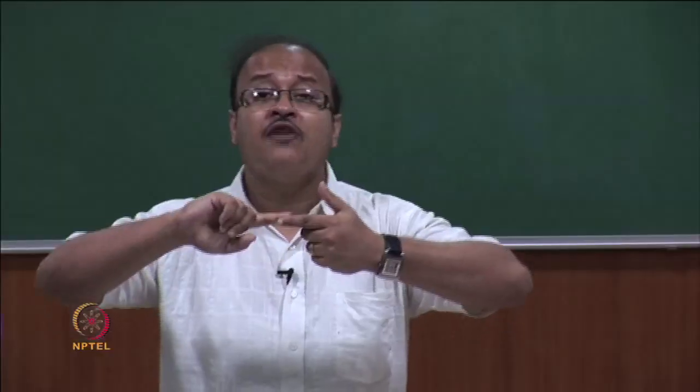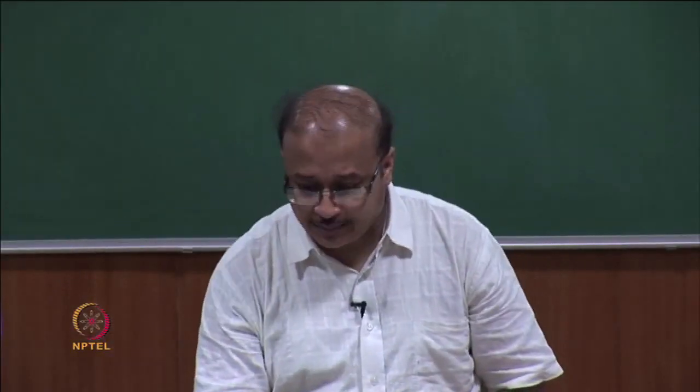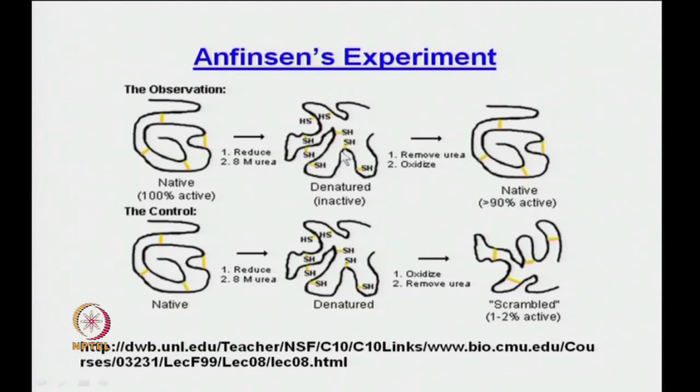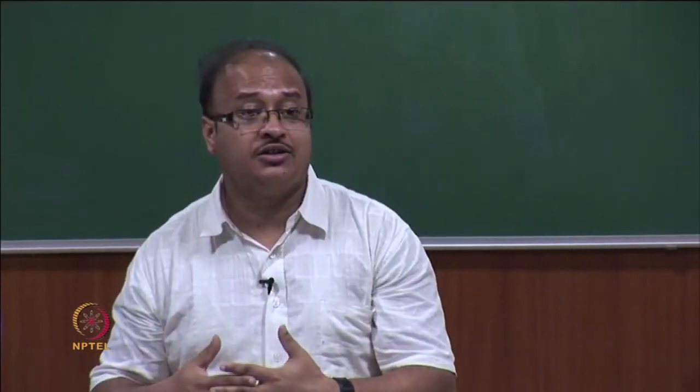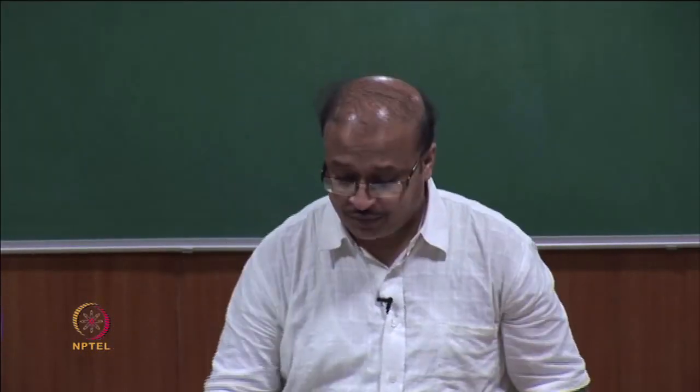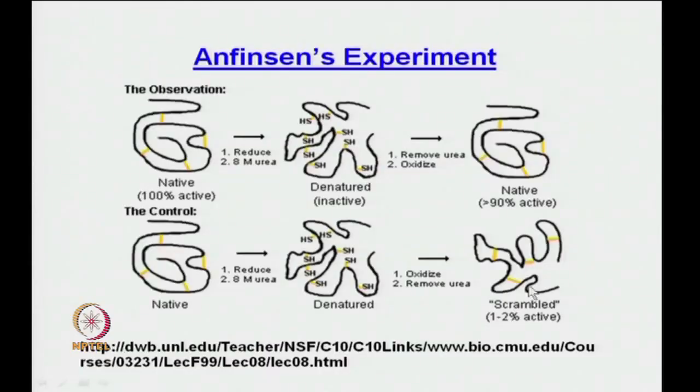That means you would be having different cross links. Say, for example, this SH might cross link with this SH, this SH might cross this SH, and so on. Now, what he found was, after oxidizing, when he removed urea, that means after he has formed these scrambled disulfide bonds, he does not get activity. It is only 1 to 2% active. That means maybe only 1 to 2% of these molecules actually gained the native structure where it had the correct disulfide bonds. That is why the activity is so low.